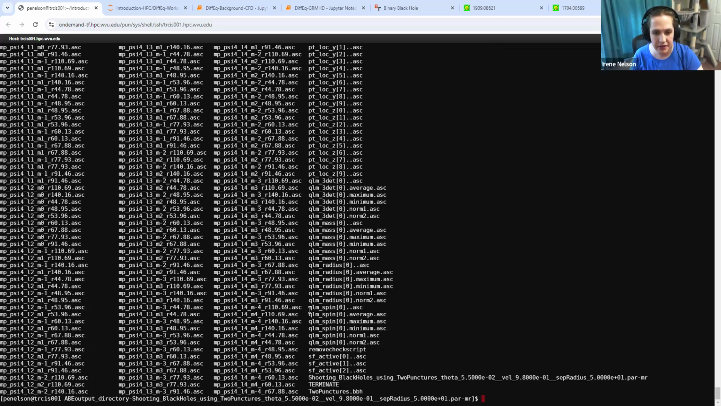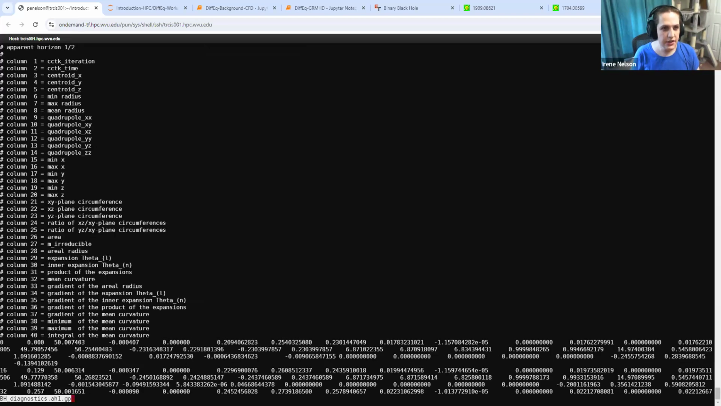And then we also have these QLM spin files here. The one that we'll specifically look at is the norm2.ascii. So let's look at some of those real quick. So this is the information for the first of our black holes. So we see we have all sorts of information.